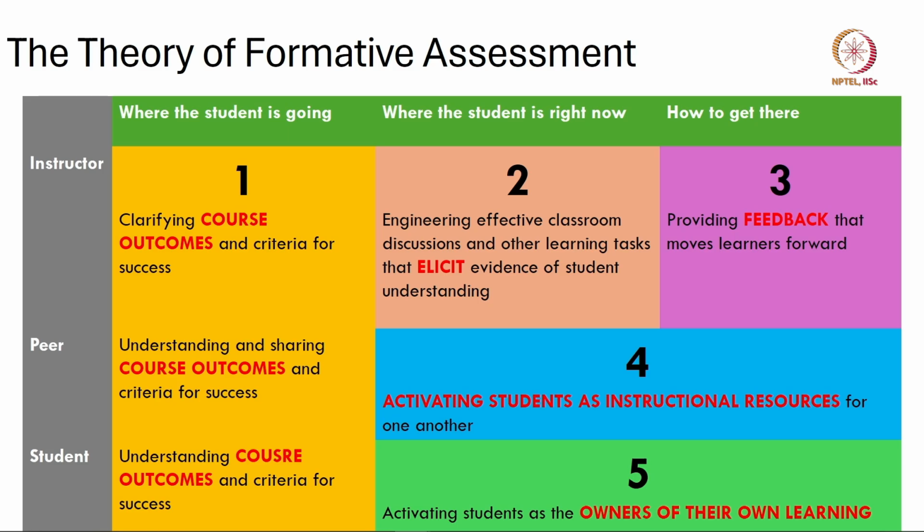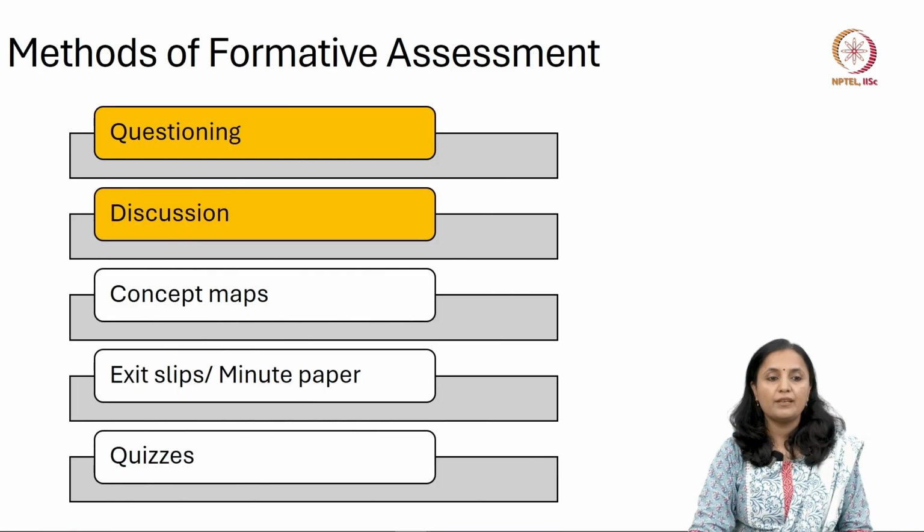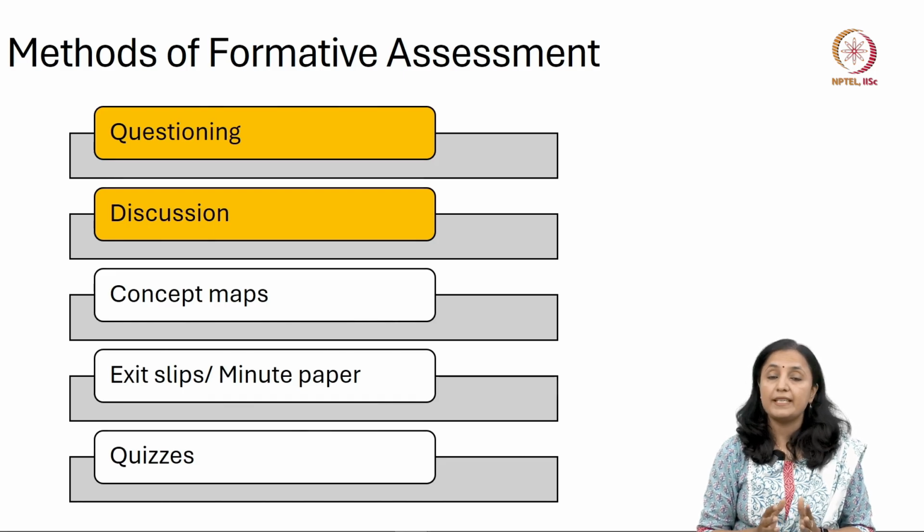So, assessment is not happening at the end; the assessment is happening along with the pedagogy. And then strategy 4 is peer assessment and strategy 5 is self-assessment. We have seen through two methods, questioning and discussion, how these 5 strategies can be used. In this unit, we will focus on a few other methods like concept maps, exit slips, and quizzes.